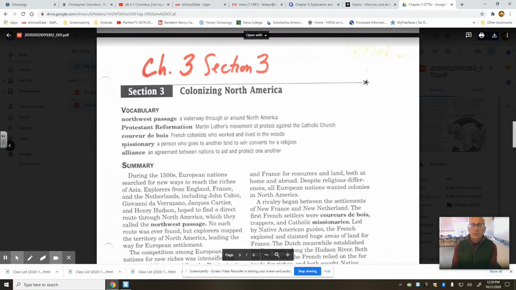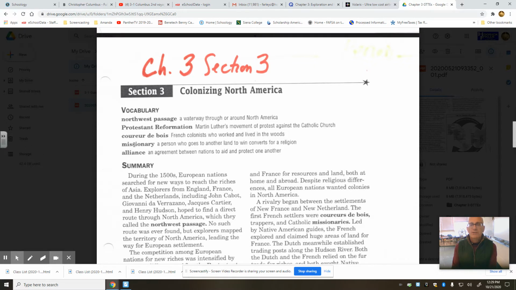Missionary. Earlier vocab word was mission, a place where people learn the Catholic faith. A missionary is a person who goes to another land to win converts for a religion. And lastly, alliance. An alliance is an agreement between nations to aid and protect one another.